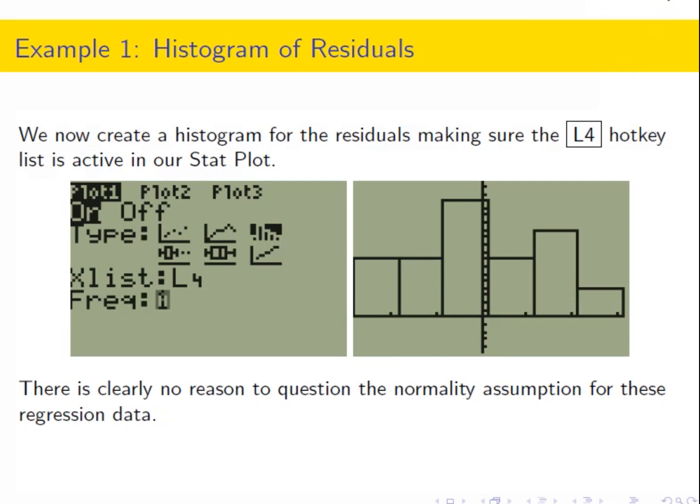And here's our plot of the residuals. You can see that this is about as well as could be expected. We have taller bars in the middle. We do have a tail to the left and right. So when we go to second y equals and activate our plot, our X list is L4, right? We have to remember to point our histogram plot at L4, which had the residuals. Now we're seeing a nice bell shape for the residuals, and the normality assumption seems perfectly fine.